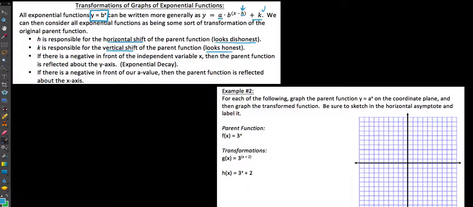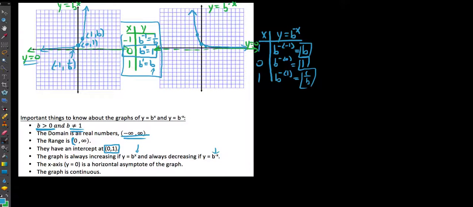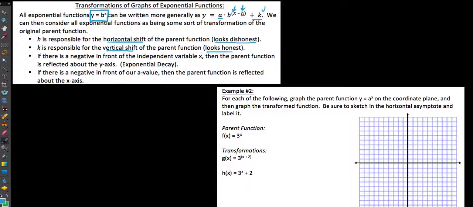Now I write here, if there's a negative in front of the independent variable x, that means that if you have a negative planted right up here in front of your x, we say then the parent function is reflected about the y-axis. A perfect example of this would be when we looked at the parent functions in the last video. If you have a negative in front of your x, it's going to be a y-axis reflection of our original parent function. Now, if there's a negative in front of our a value, a negative out in front here, then we're going to say that the parent function is reflected over the x-axis.